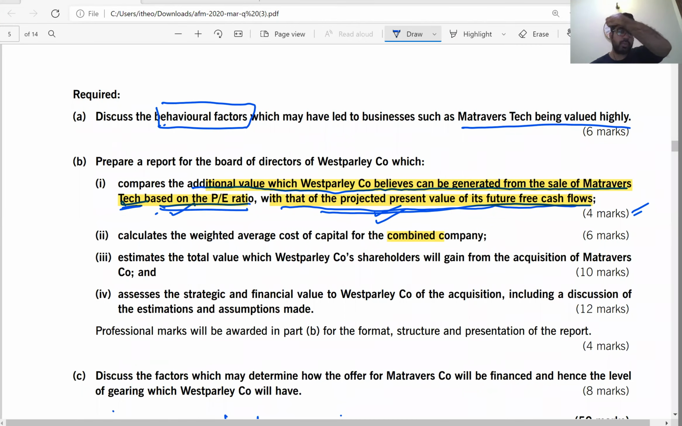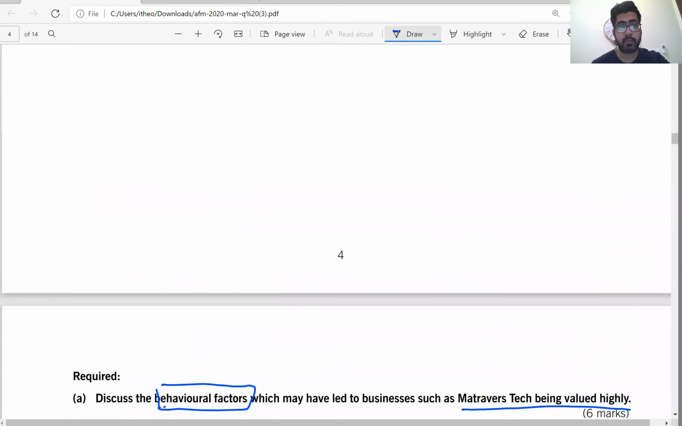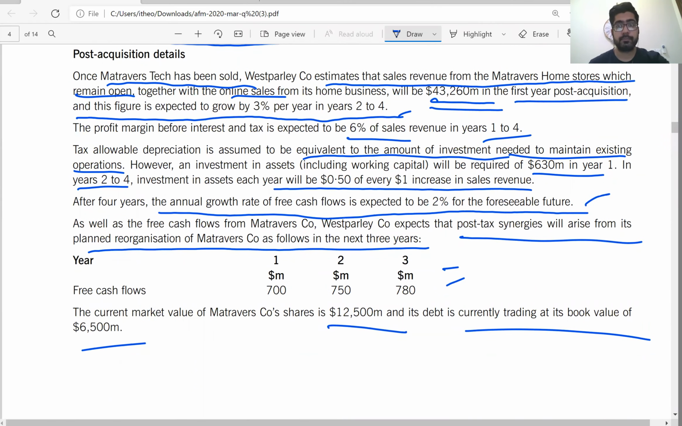So estimate the total value which WESTPARLEY shareholders will gain from acquisition of Matterverse company. So total value which shareholders will gain from acquisition of Matterverse company. Now it's not just about Matterverse Tech, what value they will gain by acquiring Matterverse company. Now, once Matterverse Tech has been sold, they will be selling.